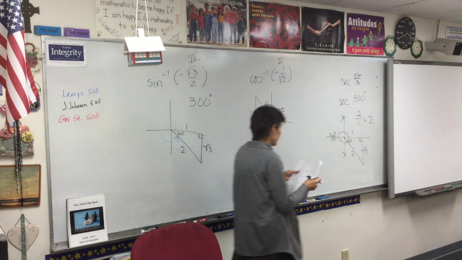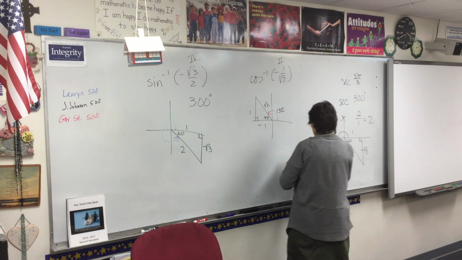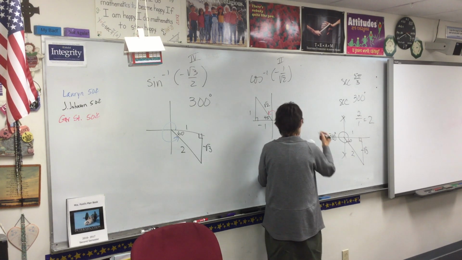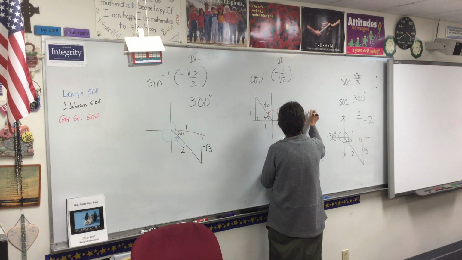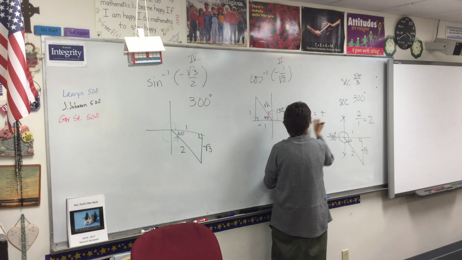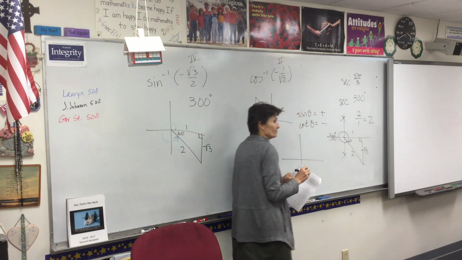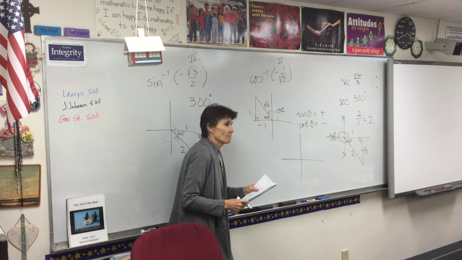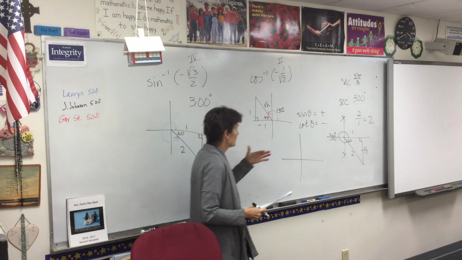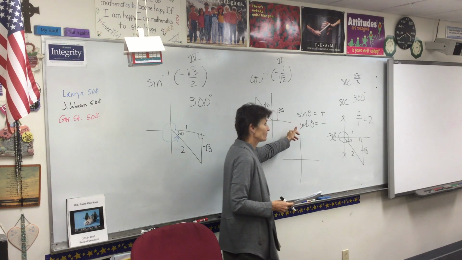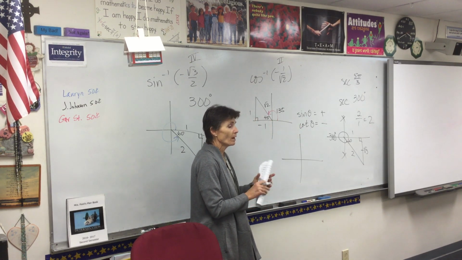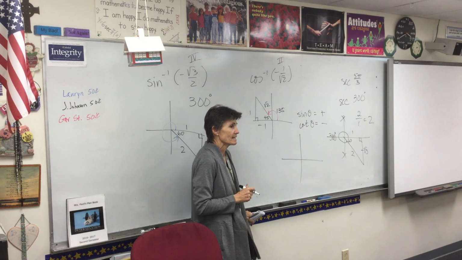Wait, one more. We're going to get number 6, guys. In which quadrant is the sine positive and the cotangent negative? Okay, so think about it. Sine positive, cotangent negative. What do you think? Which quadrant does that happen?